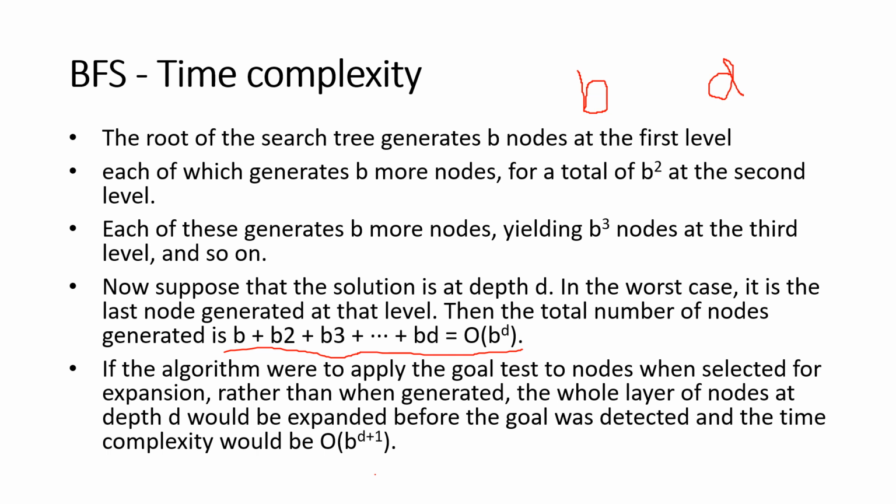So that means we are applying the goal test only during expansion, not when generated. So the whole layer of nodes up to depth d is already expanded before the goal is detected, and the time complexity will become big O of b to the power d plus 1.